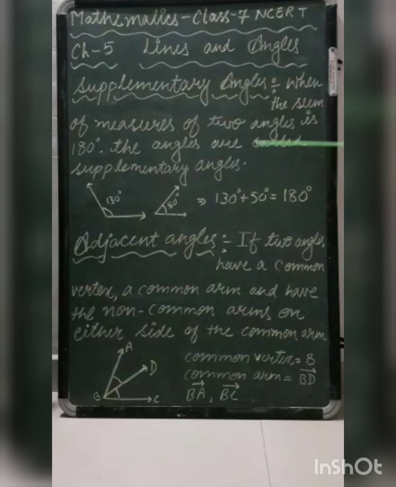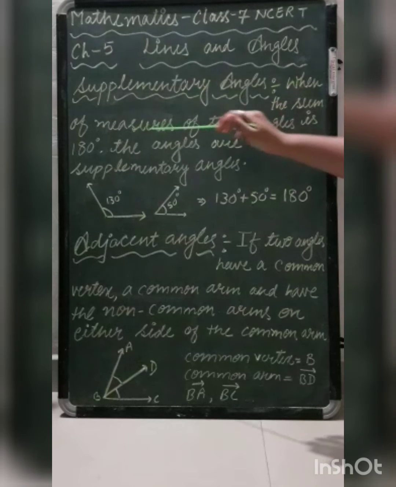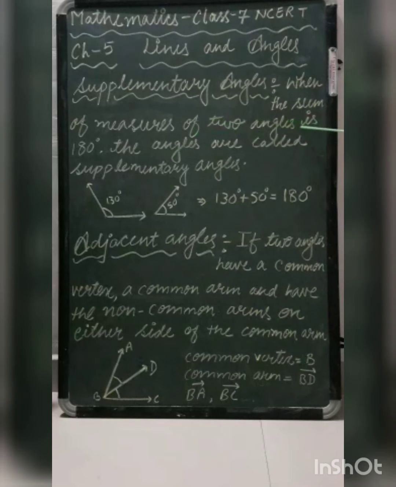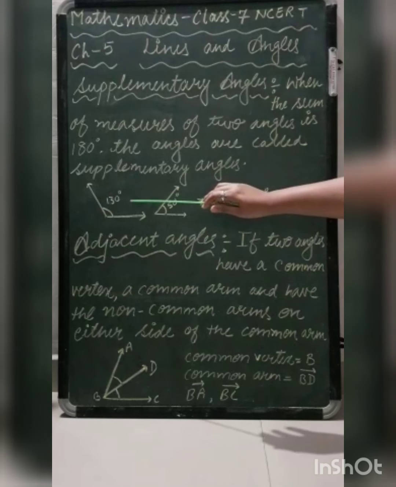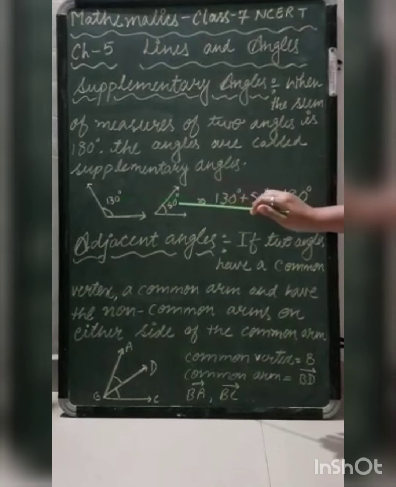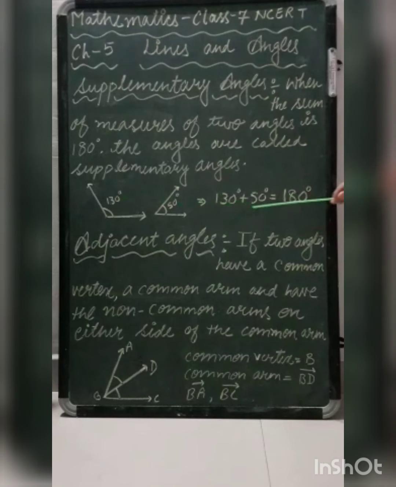Now the next definition is supplementary angles. What are supplementary angles? The definition is: when the sum of the measures of two angles is 180 degrees, then the angles are called supplementary angles. Now let me explain through one example. You can see in the figure that the measurement of the first angle is 130 degrees and the second one is 50 degrees. When we add these two measurements, we get 180 degrees. So we can say that these two angles are supplementary angles, right?